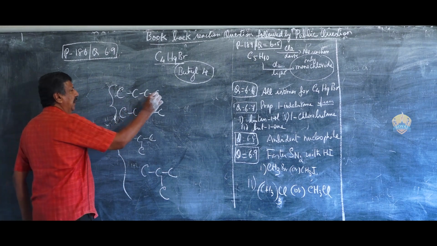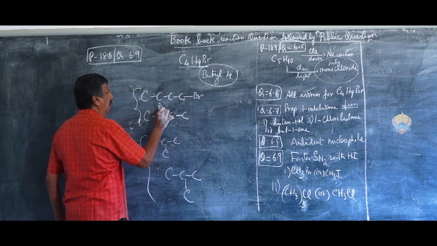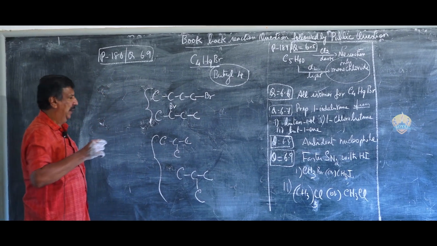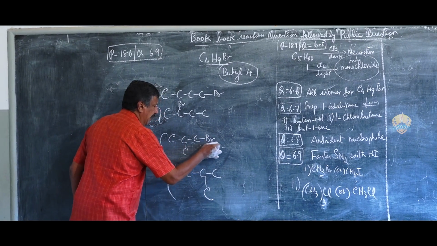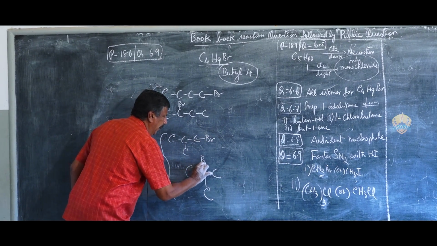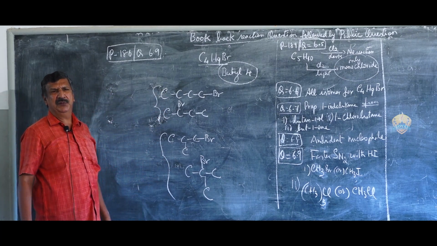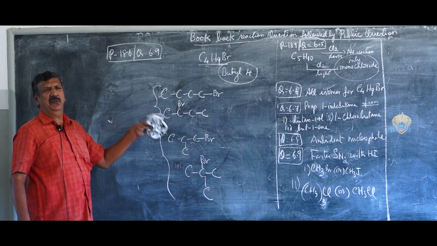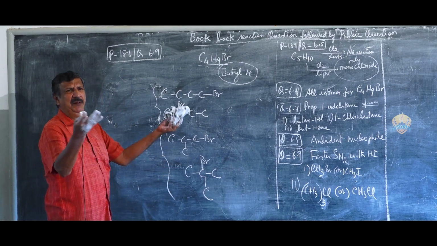Here, the bromide will be on the last carbon or in the middle one. Here, same concept: the bromide will be at the extreme, or the bromide will be in the middle. These are the 4 compounds. But I have just written only the skeleton form. You should complete it with the hydrogens.